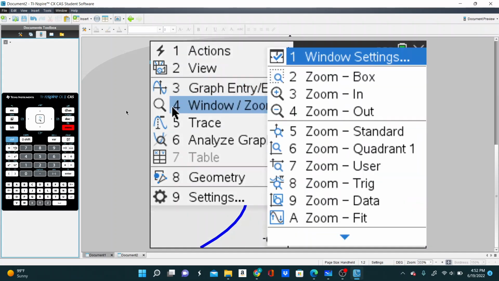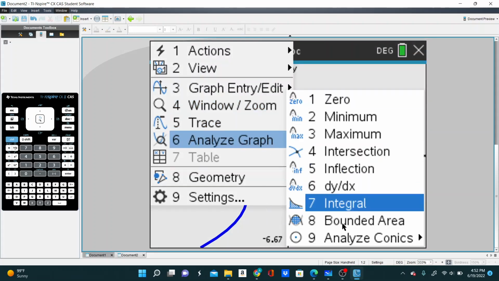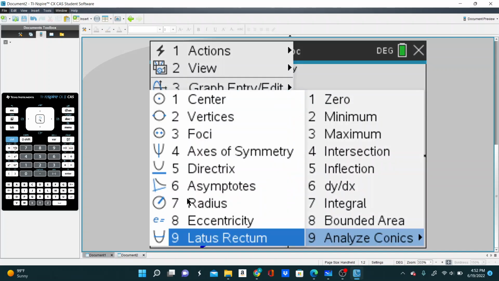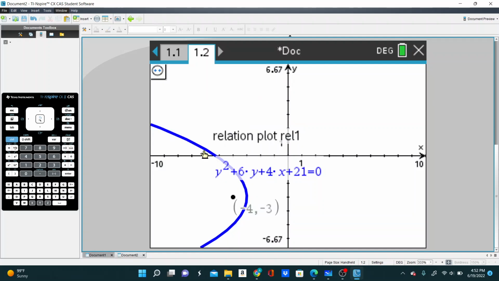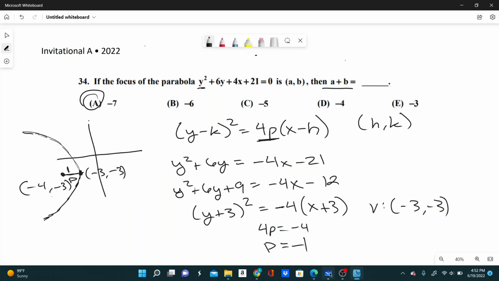So next you go to Analyze Graph, and then Analyze Conics, and then you see at number 3 we have the foci. So you click on that, and you hover over your parabola, and you see we get negative 4, comma, negative 3, and so that verifies your answer from before. So negative 4 plus negative 3 is negative 7, and that's answer choice A.